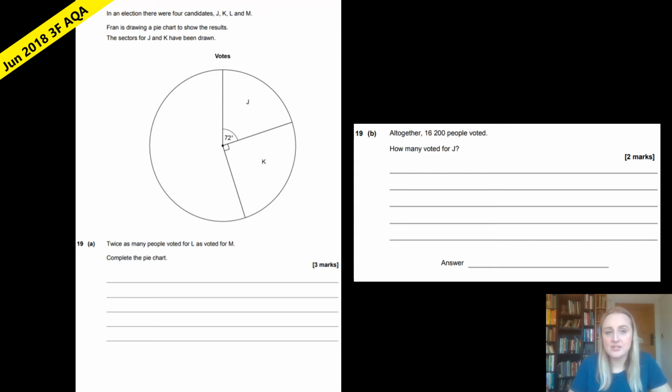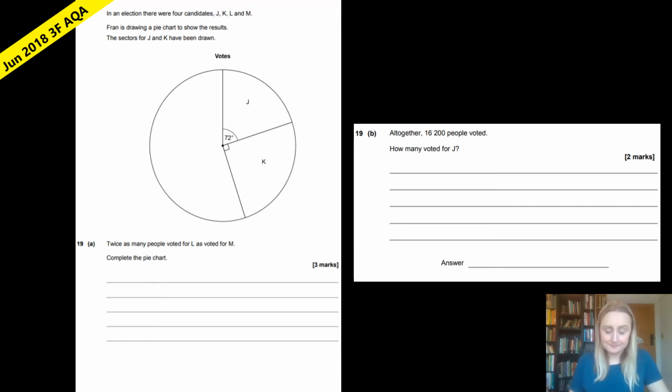We've drawn on the sections for J and K, and we're told that twice as many people voted for L as for M. Now, most students have no problem working out the angle here, because it's 360 subtract the 90 and the 72, and that's nothing to do with pie charts. That is an angle fact question. It's a basic angle fact that there are 360 degrees around a point.